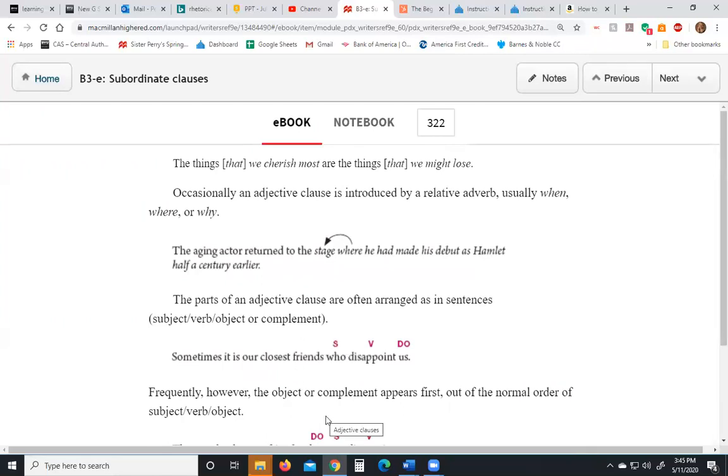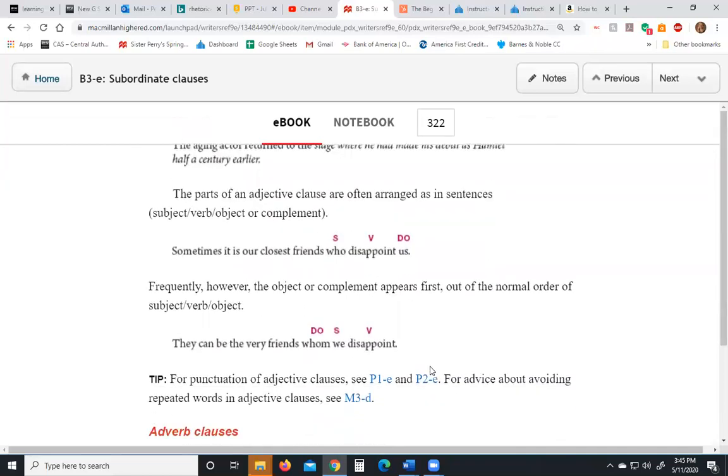The aging actor returned to the stage where he had made his debut as Hamlet half a century earlier. Another relative clause that we need to keep there because it tells us what this stage is. It gives us some clarity. The parts of an adjective clause are also arranged in sentences as subject, verb, object, complement. So sometimes it is our closest friend who disappoints us. There's our object complement right there.